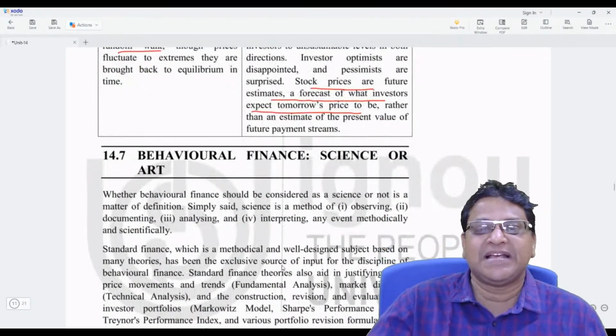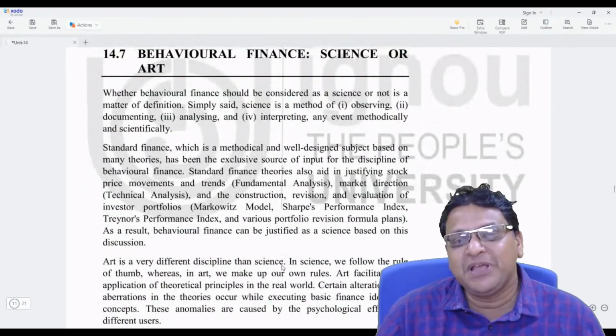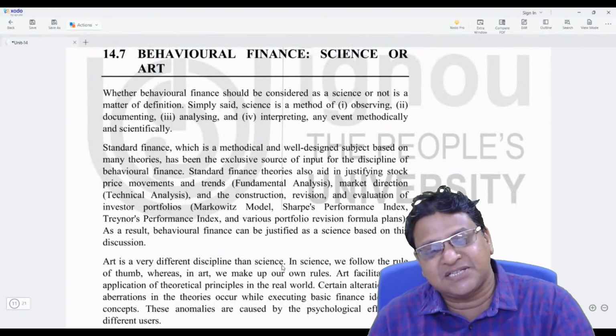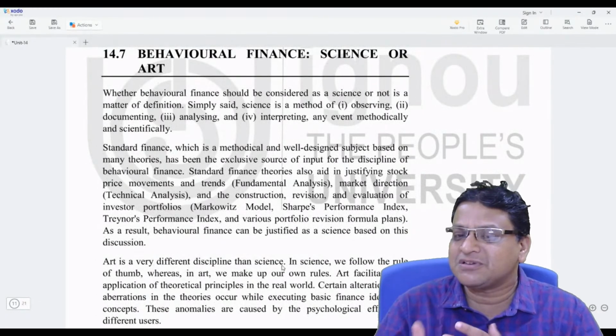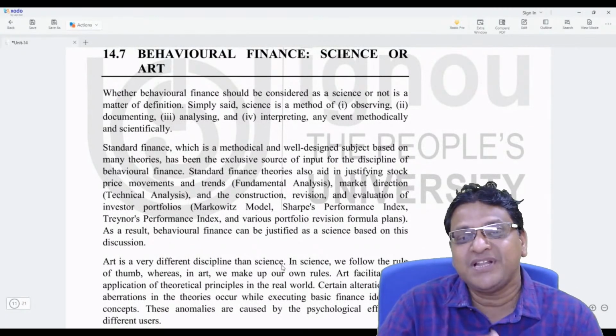Next, we'll discuss whether behavioral finance is a science or an art. Before discussing this, let me first tell what a science is.